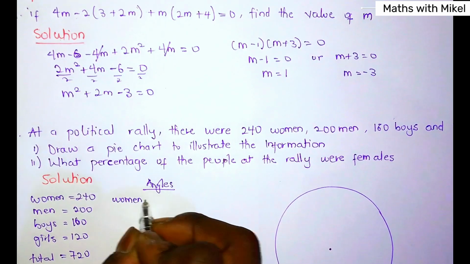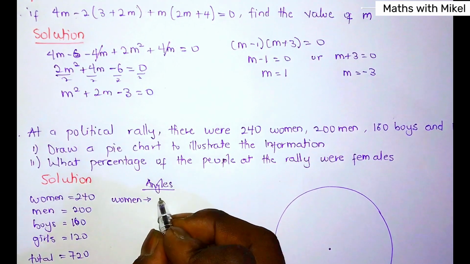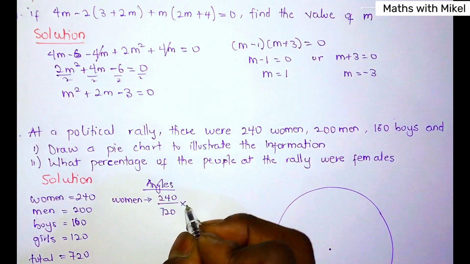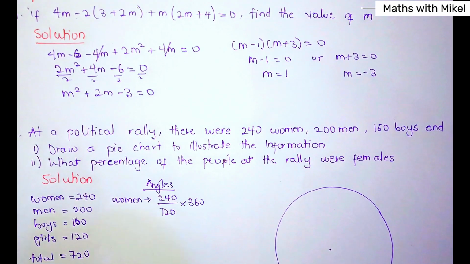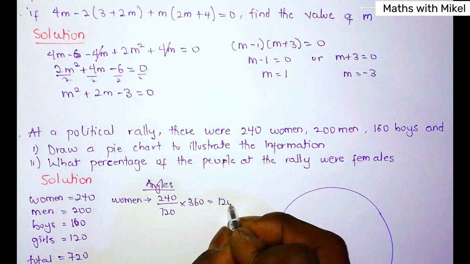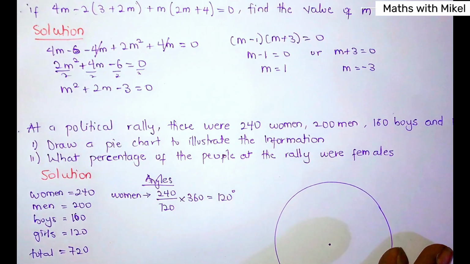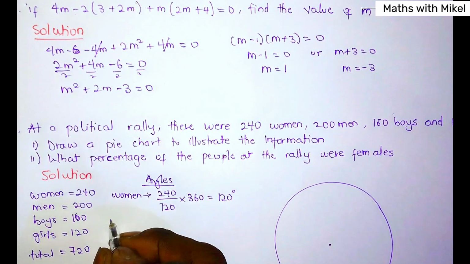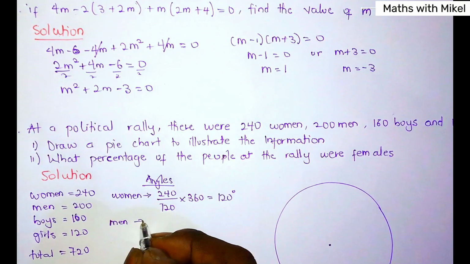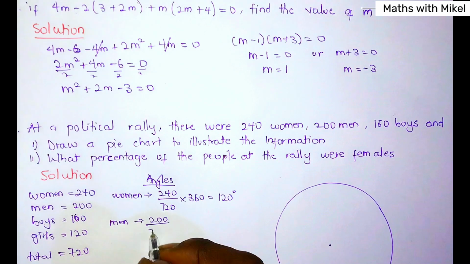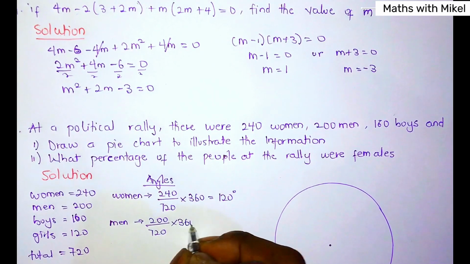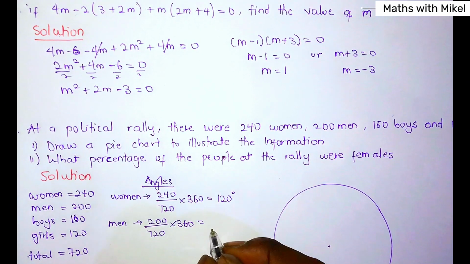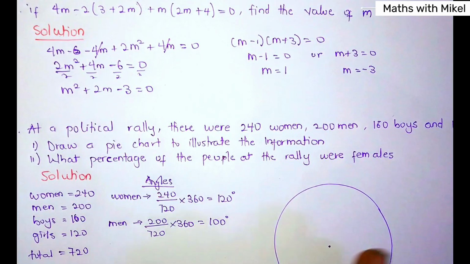women is going to give us 240 divided by the total, which is 720, times 360. And the women are going to be 120 degrees. So we are converting everything to angles. They occupy 120. Men. The men were 200. So 200 over the total, 720 times 360. And they are 100 degrees.